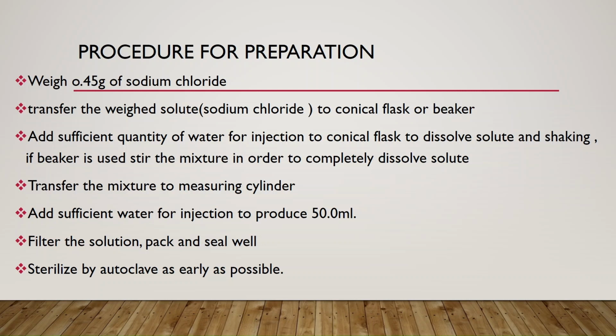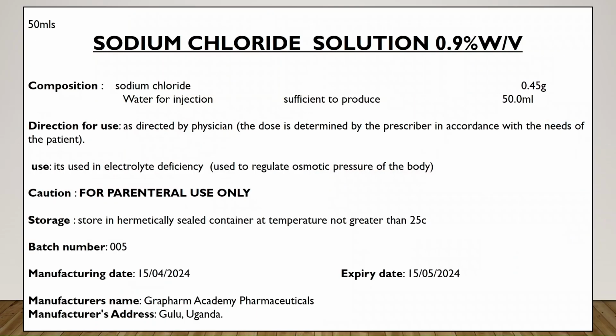After you have made a uniform mixture of the solution, transfer it to your measuring cylinder, and after you have transferred to the measuring cylinder, it will not have made the 50 mils. So what you're going to do, you're going to add sufficient water for injection to produce the 50 mils. You are going to top up the water to give you the 50 mils in the measuring cylinder. You don't top up in the beaker, neither do you top it up in the conical flask. Filter the solution, pack and seal well. Sterilize by autoclave as early as possible.